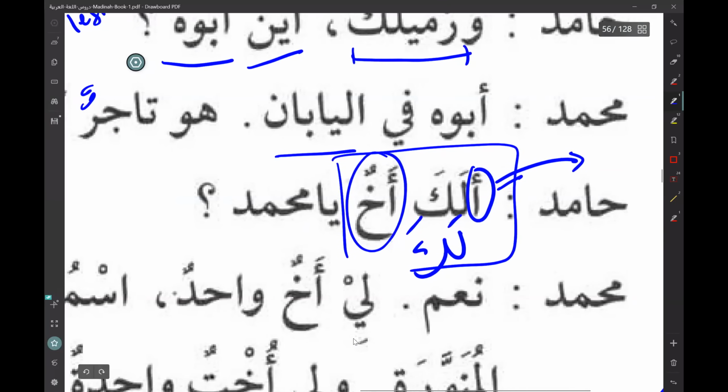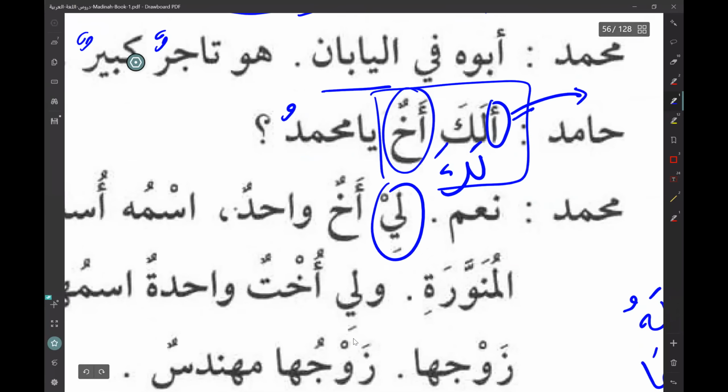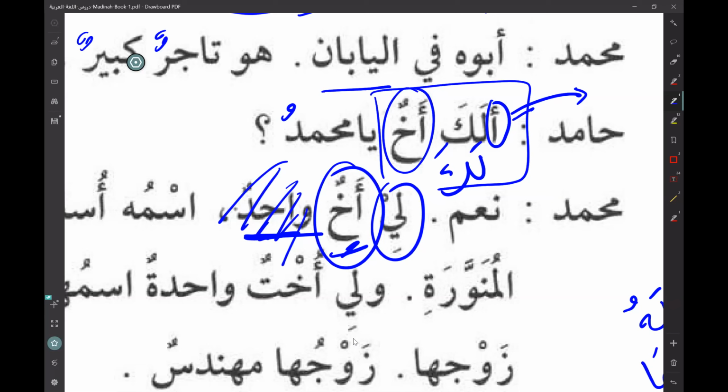Ya Muhammad. Again, Muhammadu. Okay, now he's saying nam, li, I have a brother, but he's saying wahidun. When I say I have a brother, if I say just li akhun, it's exactly the same meaning. I have a brother. I don't have to say wahid, but the wahid is coming as a little bit more emphasis. So you're saying I have one brother. It's different ways of saying it.